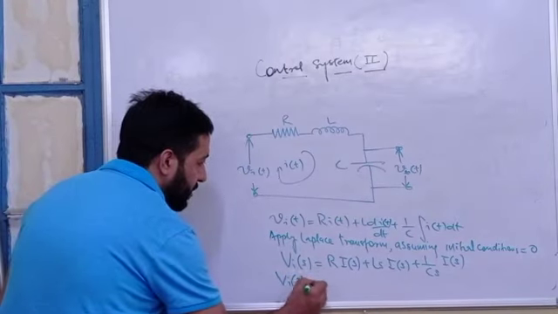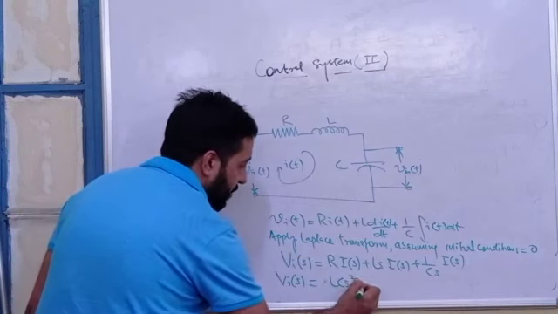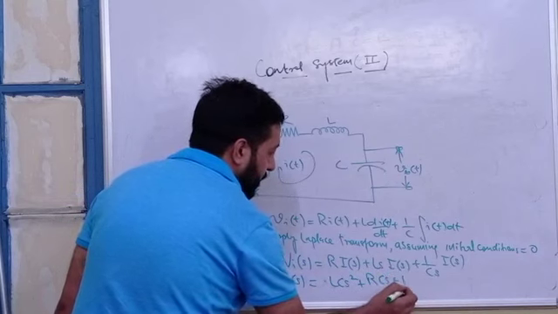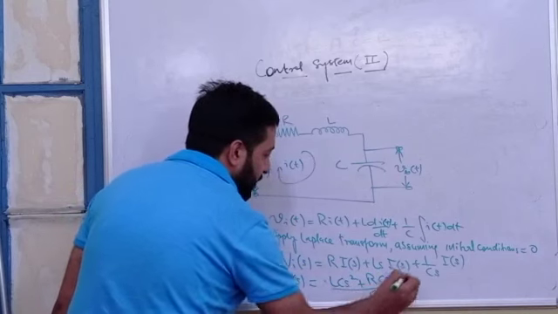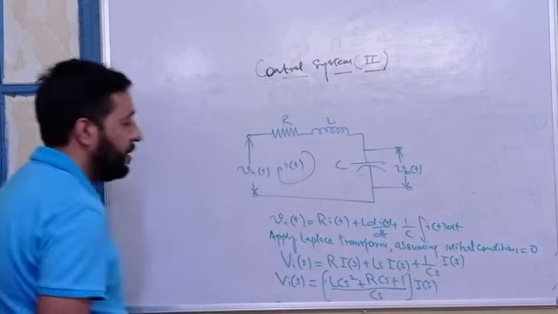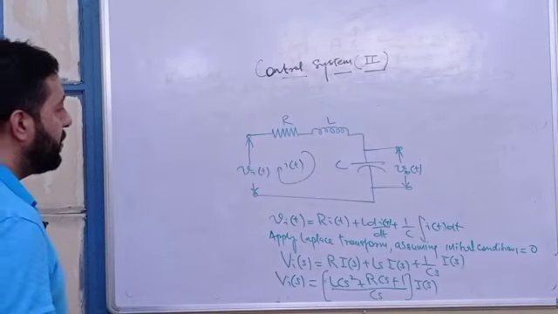VIS is equal to, I get this as LCS square plus RCS plus 1 upon CS into I. सही है, ठीक है ना. नाउ ये बन गई इक्वेशन 1.